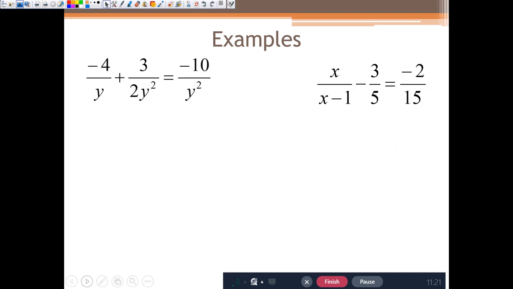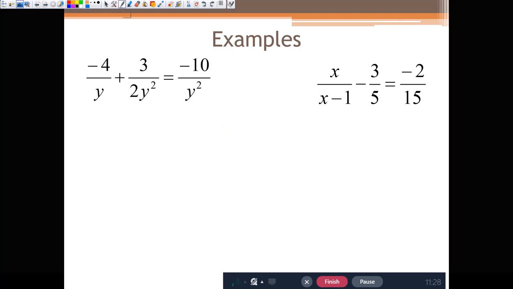Okay. So I'm going to look at my coefficients. So I have 1, 2, and 1. So my least common denominator in that case would be 2. And then I'm going to look at my variables. I have y, but you have to pick the highest y, the highest degree. So y squared is my highest degree. So my least common denominator is going to be 2y squared. Okay, so now we have to multiply everything by 2y squared.